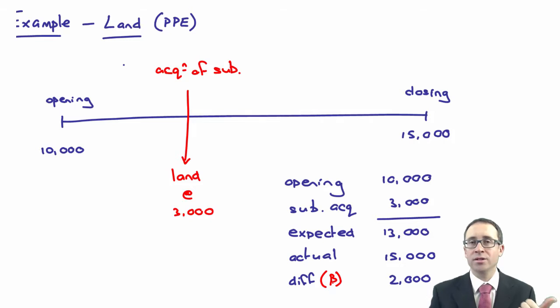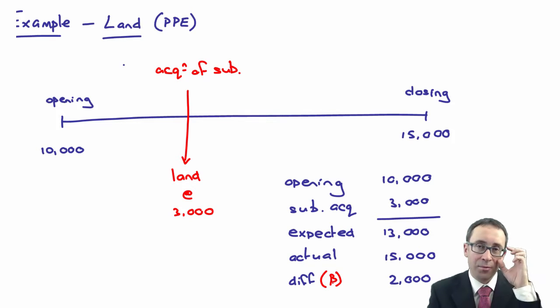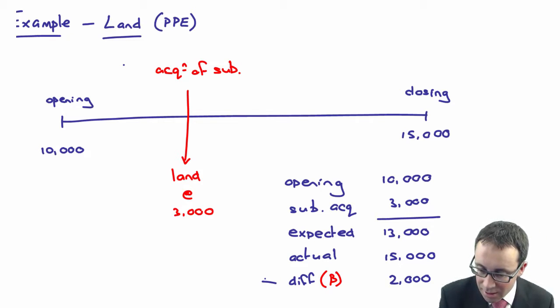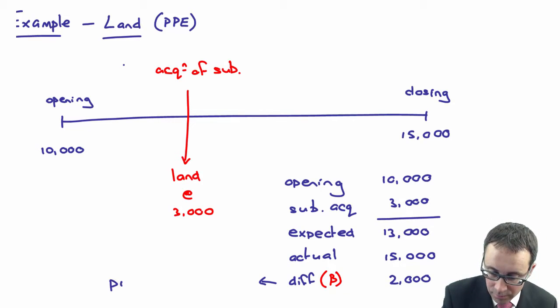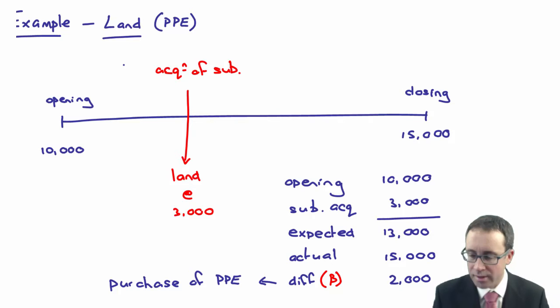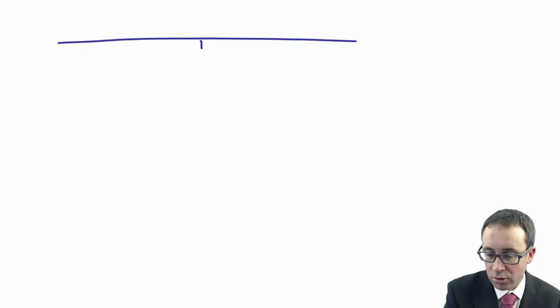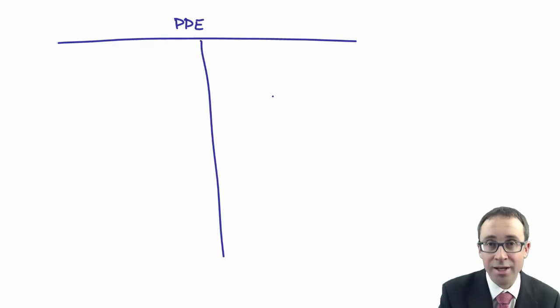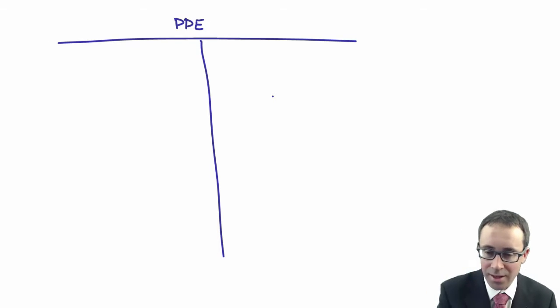If there's been no revaluation, if there has been no depreciation of land, which there never is, then that difference that we've calculated, of 2,000, must be there as the purchase of property, plant and equipment, isn't it? Okay. If you don't believe me that it is the purchase of PPE, then let's draw it up as a T account. Okay. So property, plant and equipment. Admittedly, it's just land, so it could get more complicated within the exam.